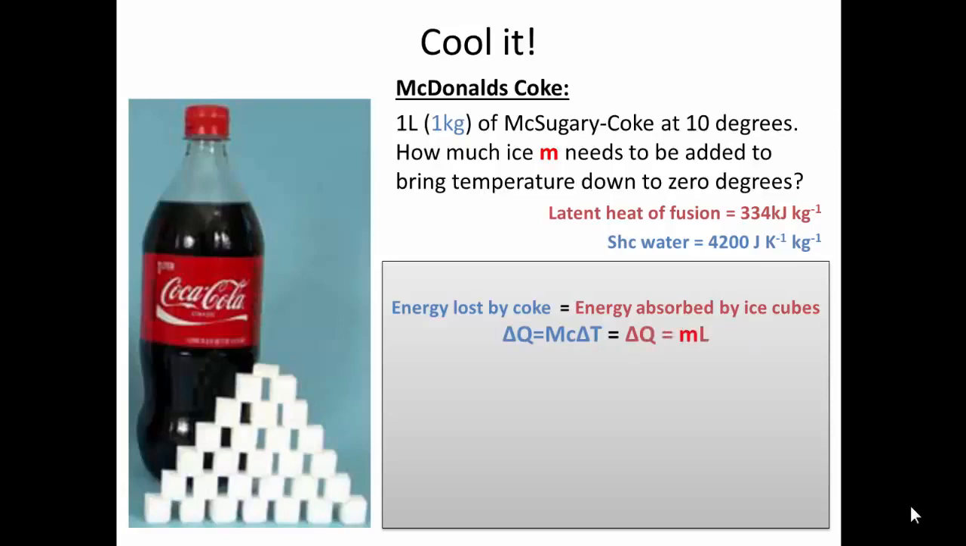So the energy lost by the Coke is delta Q, which is m, the mass of the Coke, C delta T, is equal to the energy absorbed by the ice cube, which is mL, because we're basically melting the ice cubes. So m is 1 kilogram, C is the specific heat capacity of water, and delta T is the temperature change. This is equal to the mass of the ice that we don't know, times the latent heat of fusion of the ice. So this is what we have. We basically just have to solve for m.